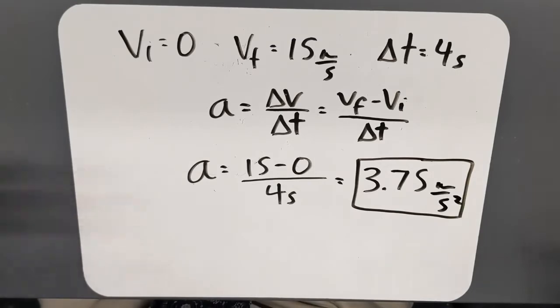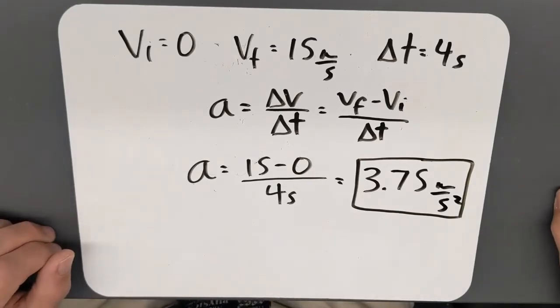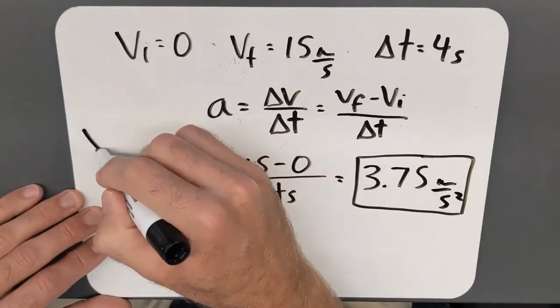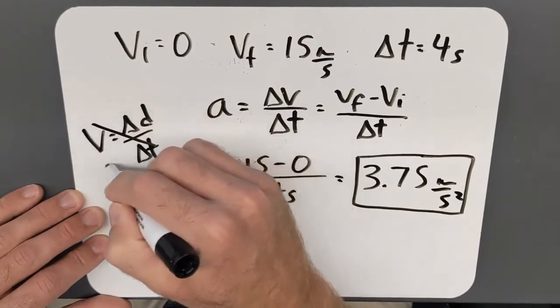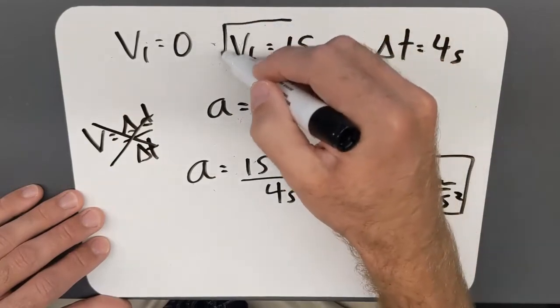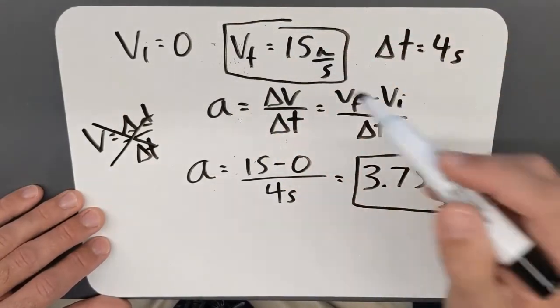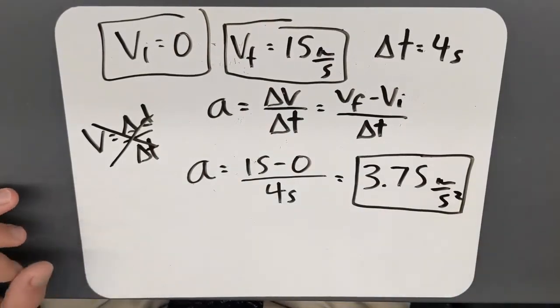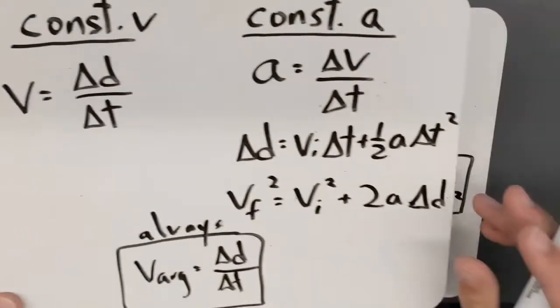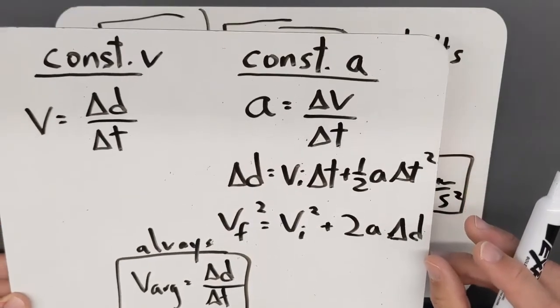Now part B says, how far did the truck travel in those 4 seconds? Remember, we cannot use this. That's out. That's a constant velocity. We have a final instantaneous velocity of 15 and an initial velocity of 0, but we're not at a constant velocity. So we've got to go to our physics toolbox. We know we're in constant acceleration.